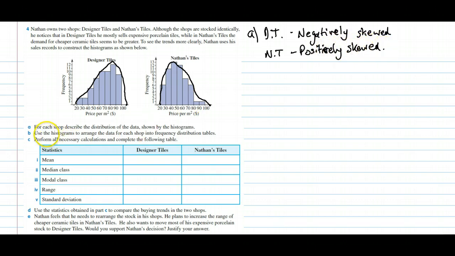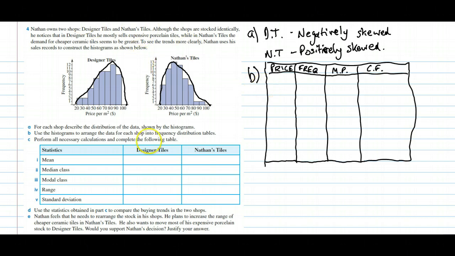Okay, for part B, we need to use the histograms to arrange the data for each shop into frequency distribution tables. Okay, so in order to use the histograms to create frequency distribution tables for each data set, I've created my table. I'm going to start with Designer Tiles. I'm going to put the information into the table. Okay, so for Designer Tiles, the first group starts at 20 and it goes up to 30. The second group starts at 30, it goes up to 40. So I've represented that here.